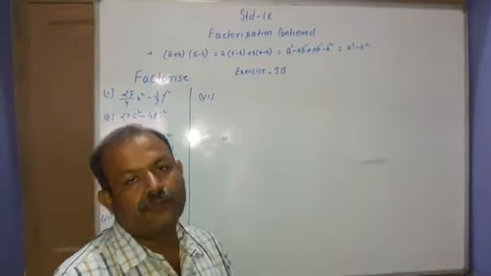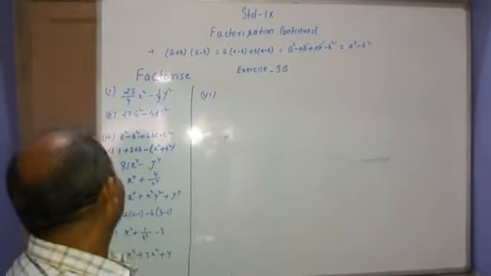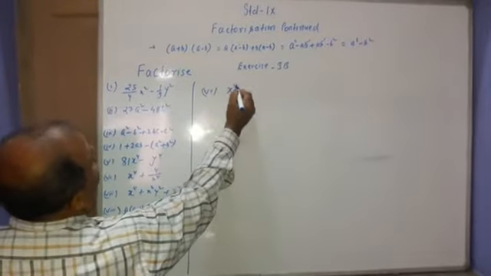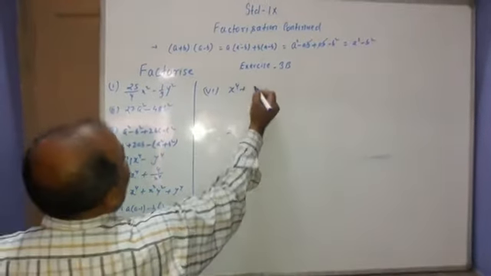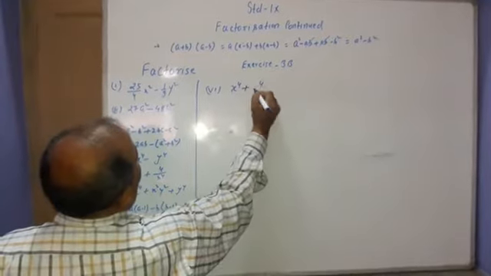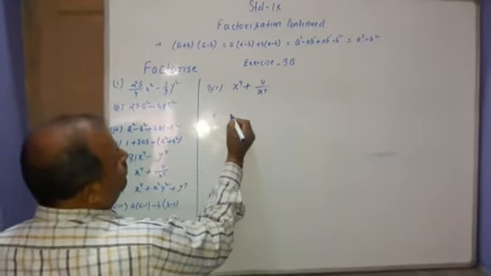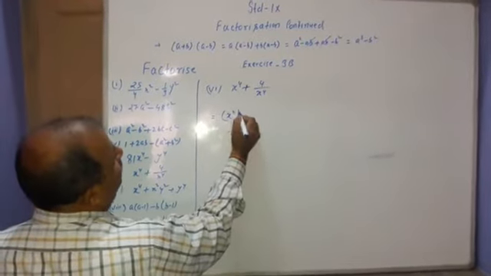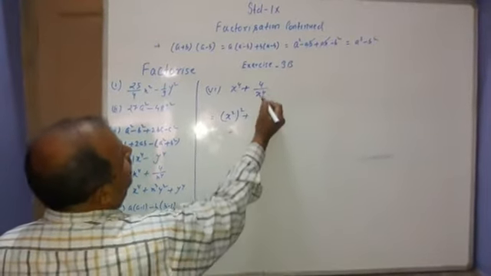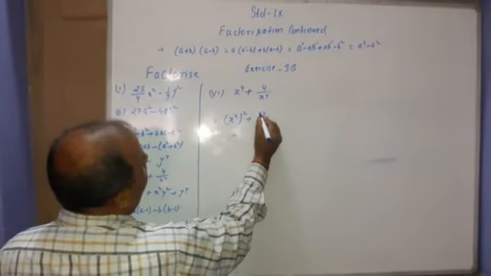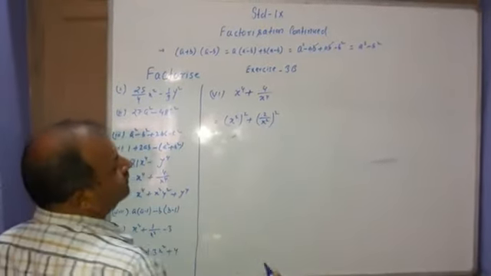Now we have to solve the sixth problem. The sixth problem is x to the power 4 plus 4 by x to the power 4. Here x to the power 4 is the square of x square, and 4 by x to the power 4 is the square of 2 by x square.